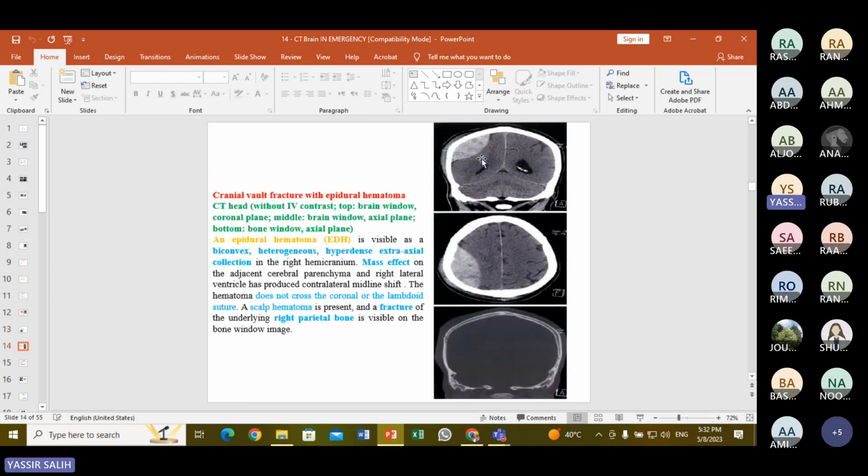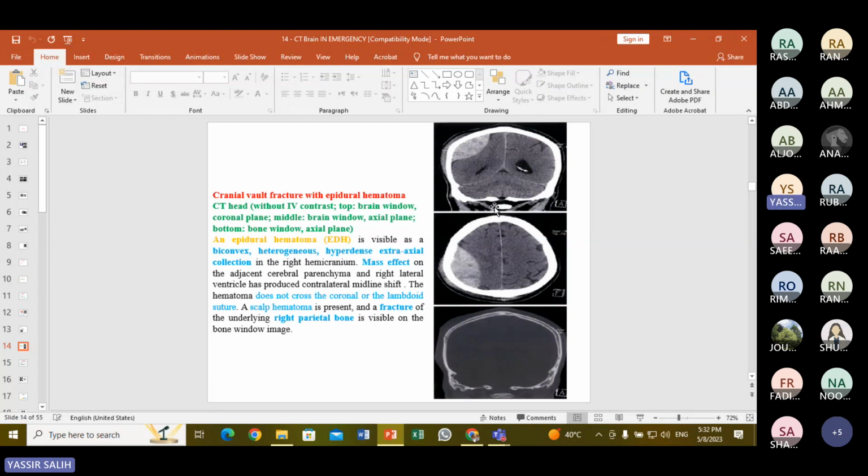So this is a CT coronal without contrast, and this is a CT axial without contrast. These are soft window. Why soft window? Notice that the brain parenchyma is clearly visible. But the third one, at the bottom, is bone window. This is a bone window.